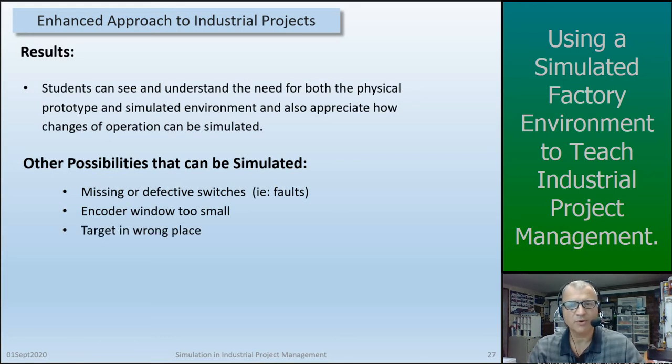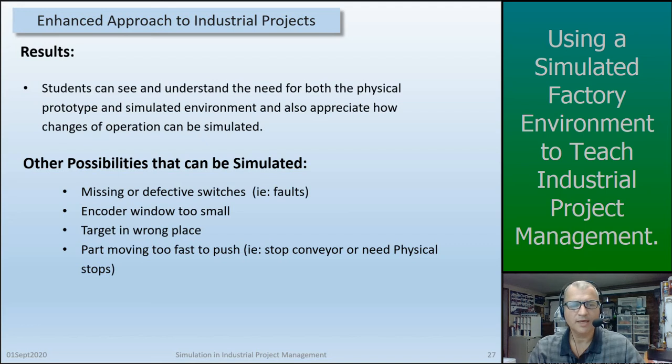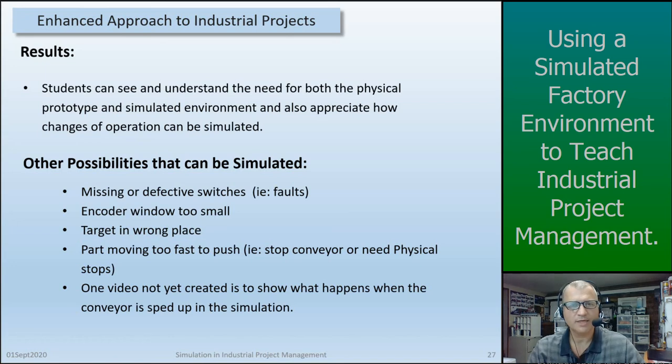What if the target is in the wrong place? What if we move the proximity switch into the wrong position? What would happen? And again, what would happen if the parts are moving too fast to push? So if I've sped up that conveyor, which I haven't shown here, and the parts are moving too fast, can they actually get pushed? Will they slide on the conveyor? What will happen? That's one of the videos I haven't created yet, to show what happens when the conveyor speed is increased, which is something I can do with the existing simulation by just turning up the potentiometer.